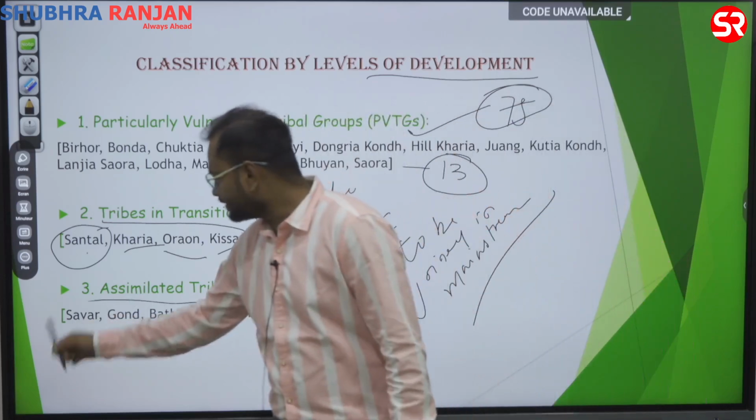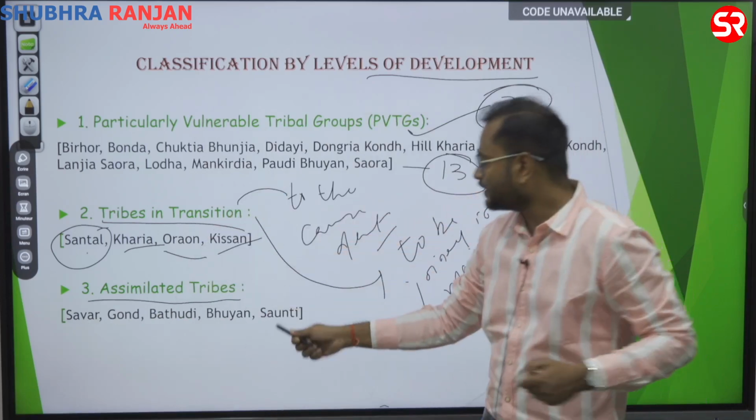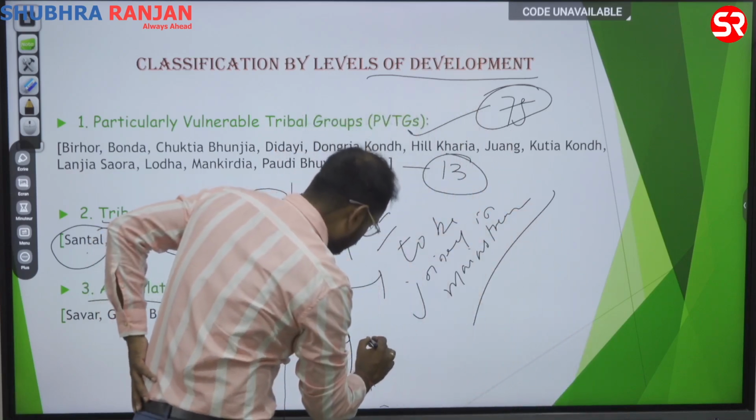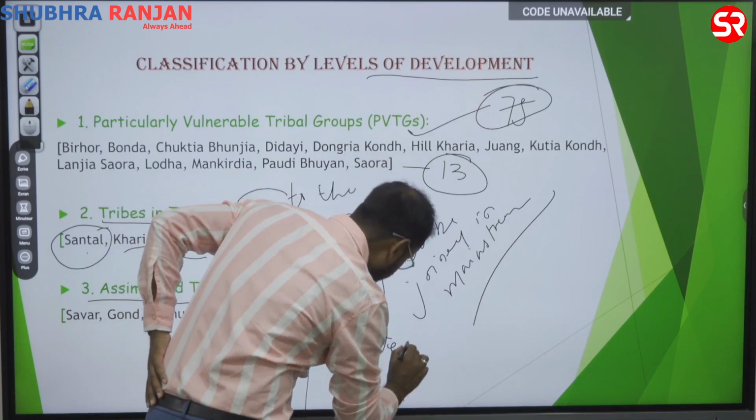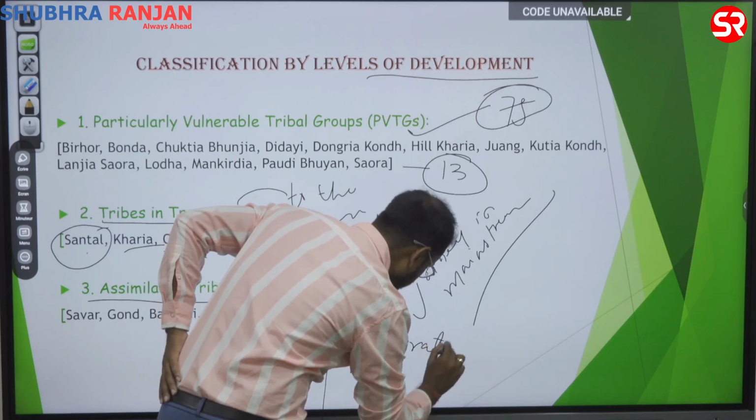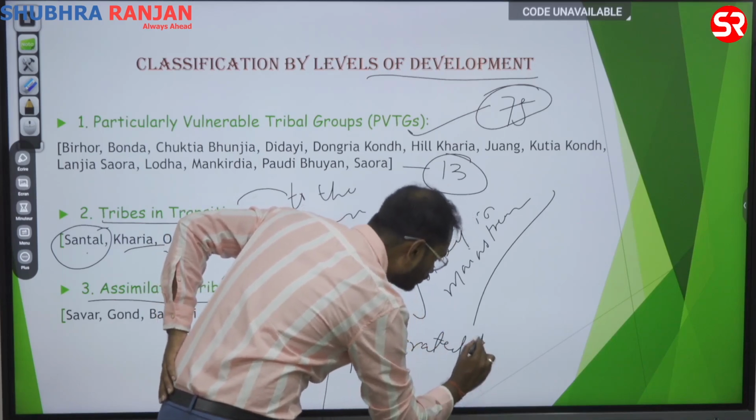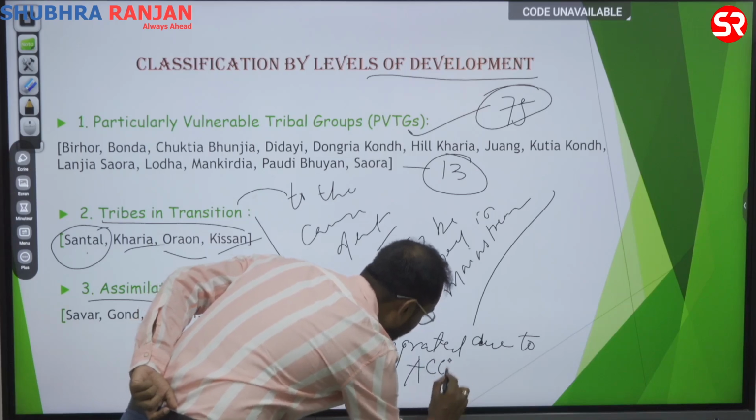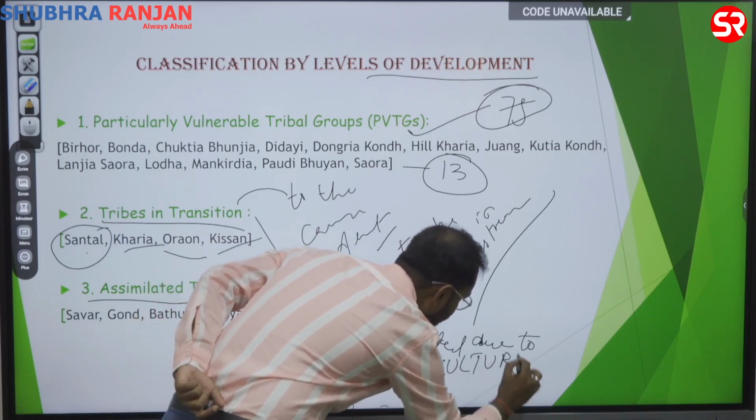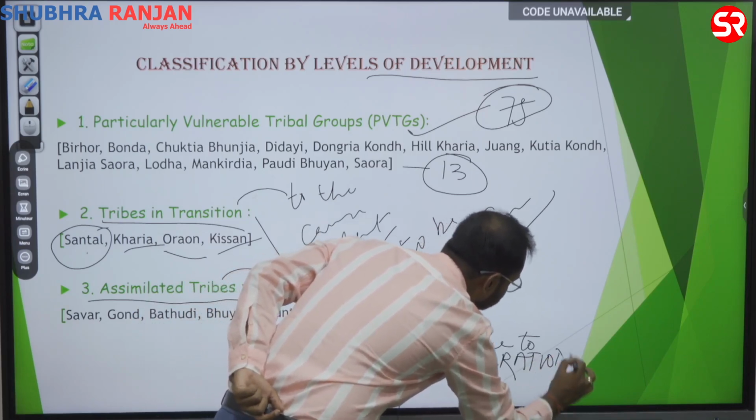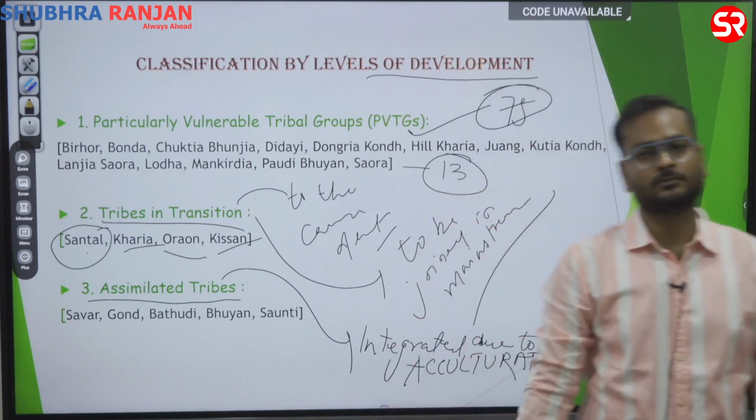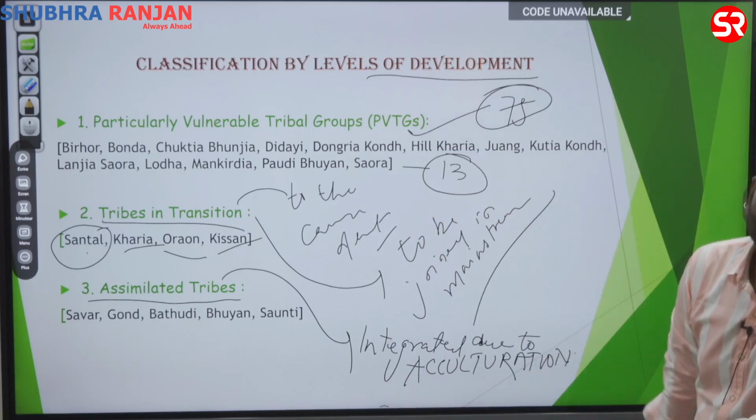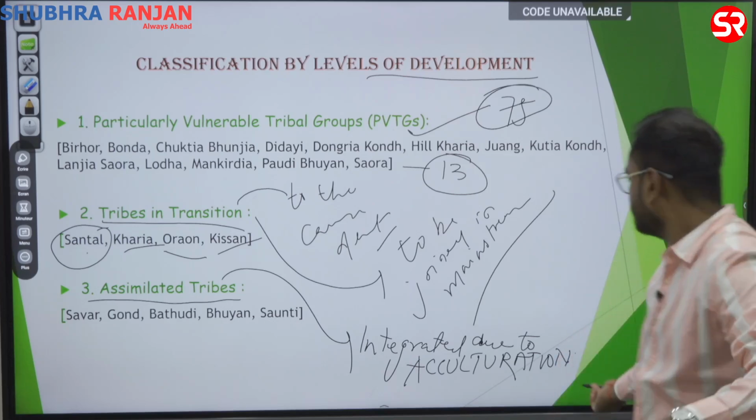The third is assimilated tribe. Assimilated tribe as in which are completely integrated in some sense due to, remember this term, acculturation. Acculturation. What is acculturation? Learning from other cultures is called acculturation.